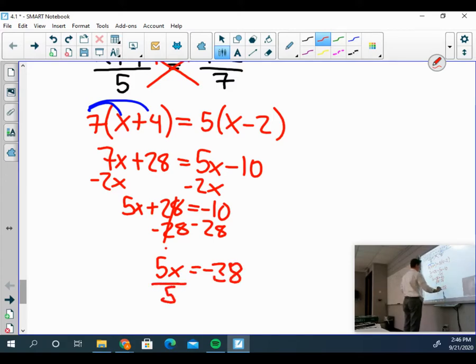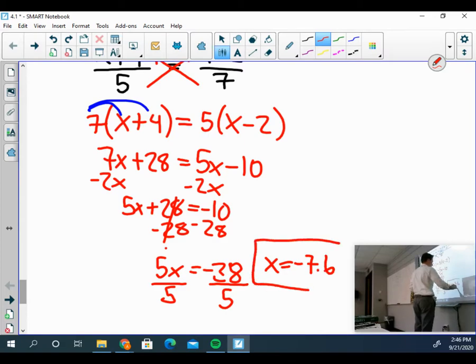Divide both sides by 2, and I get x equals negative 19.